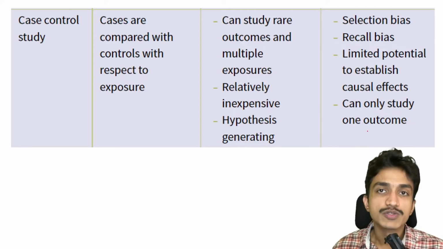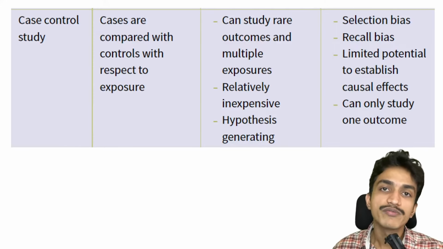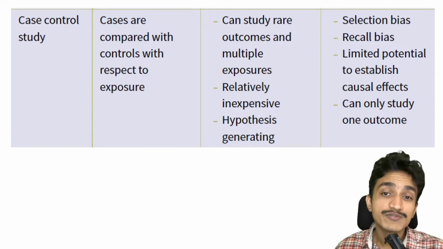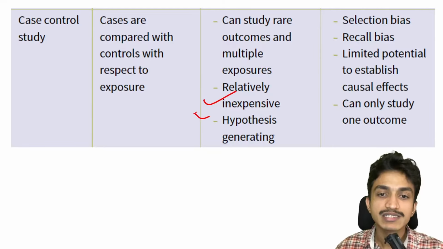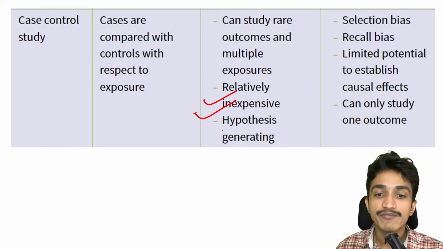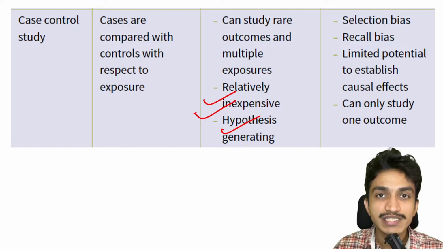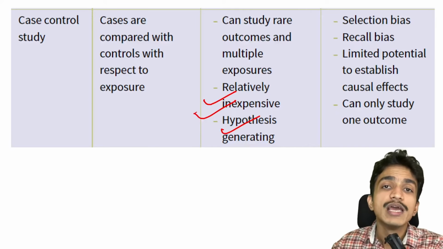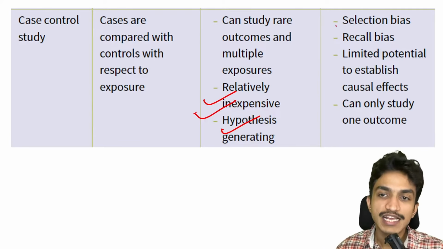Case control. Cases are taken and a control group is there, which does not have that disease or that effect. Again, it can be used for rare outcomes like cohort study. The biggest advantage is that it is inexpensive because you're already taking cases and a control group, and we can generate a hypothesis that because this group of people have this exposure, it is linked to this disease, because we are controlling with a control group. Now the disadvantages: selection bias.